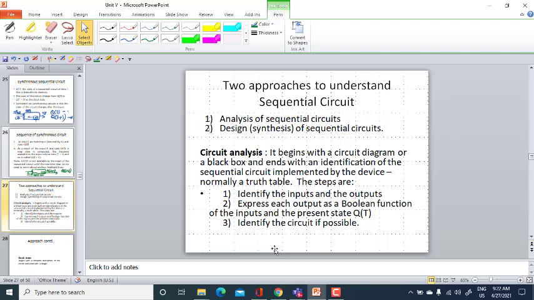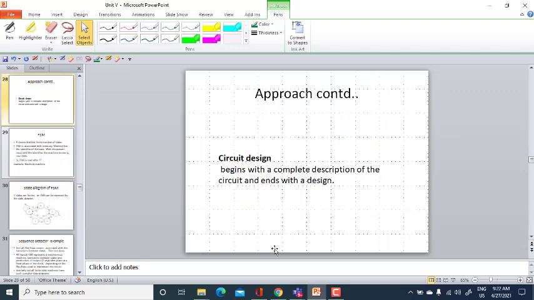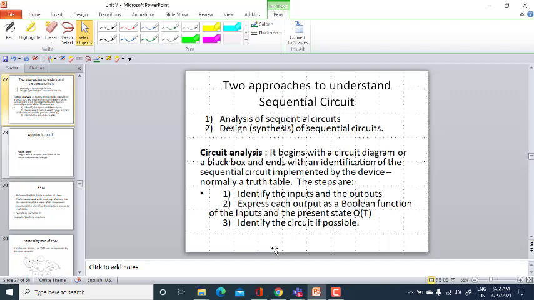So how are you going to approach any circuit? Okay, so I said your first step is nothing but analysis. Identify what is the input and the output and express the Boolean expression. That is step 1. And step 2 is design.